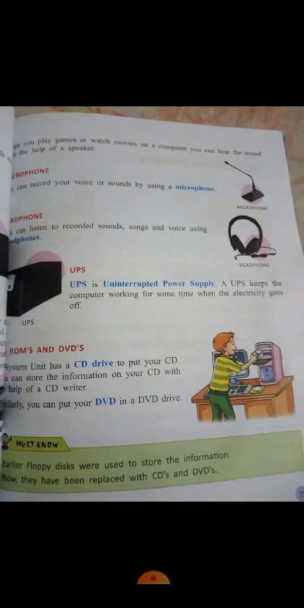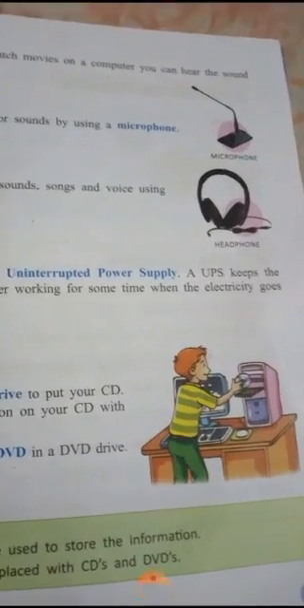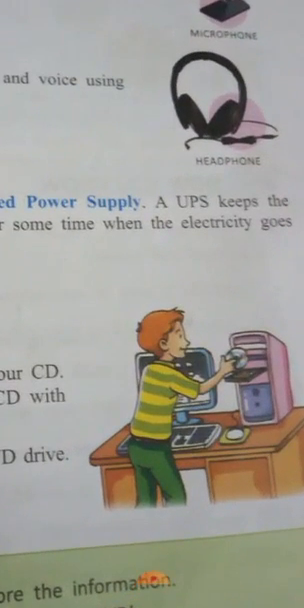The next topic is CDs, ROMs and DVDs. The system unit has a CD drive to put your CD. You can store information on your CD with the help of a CD writer. Similarly, you can put DVDs in a DVD drive. You see in this picture, they are in the system unit.